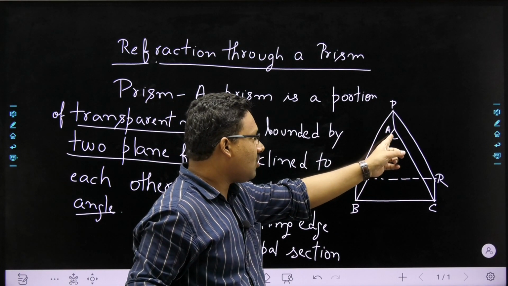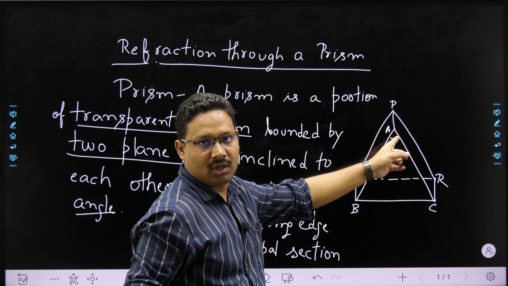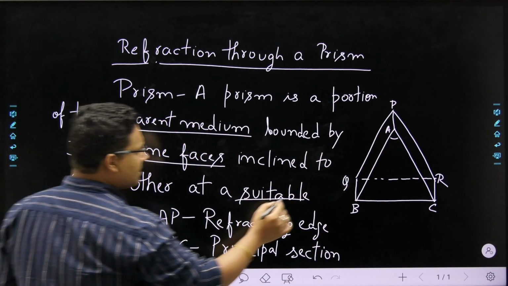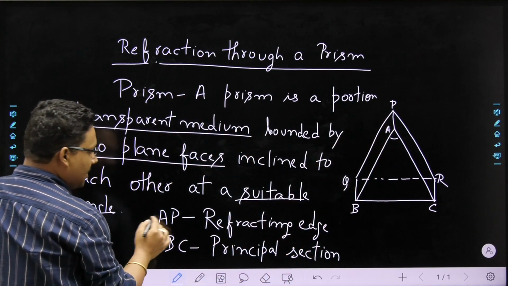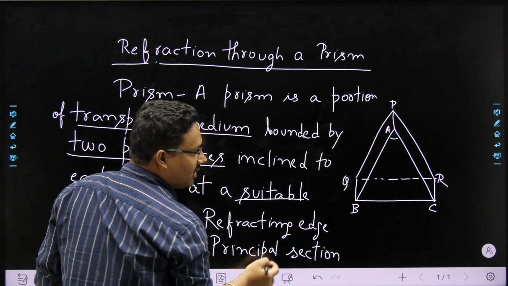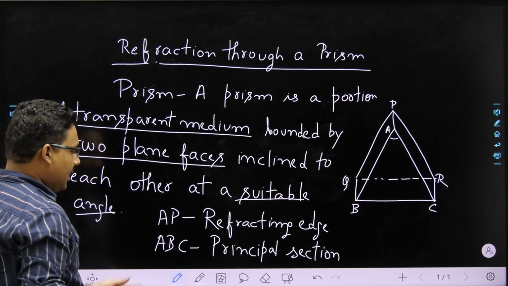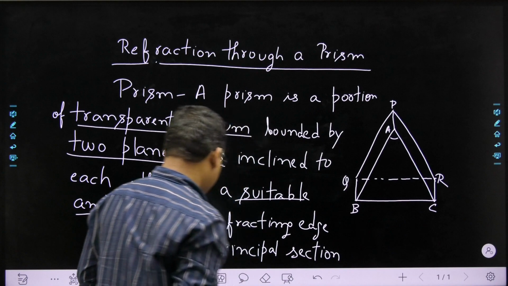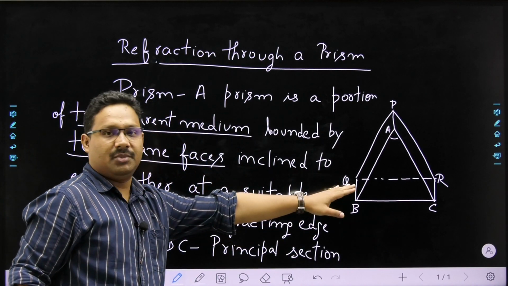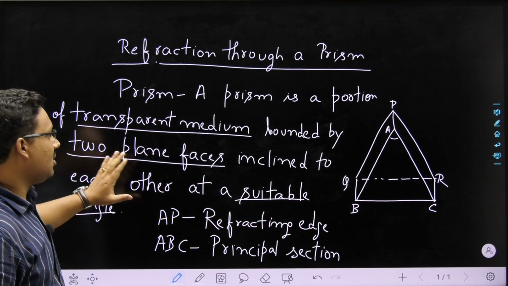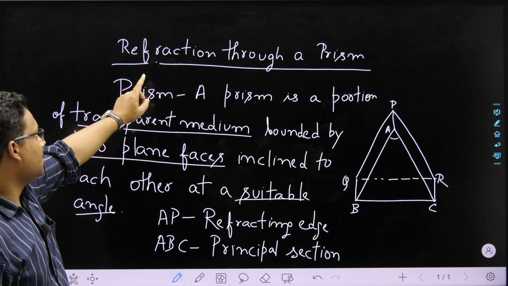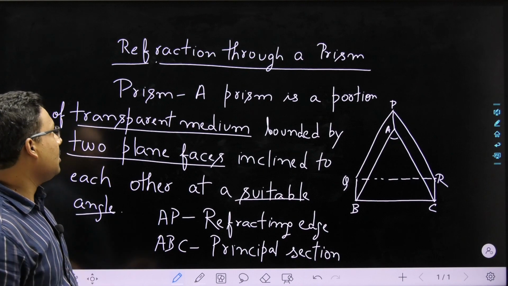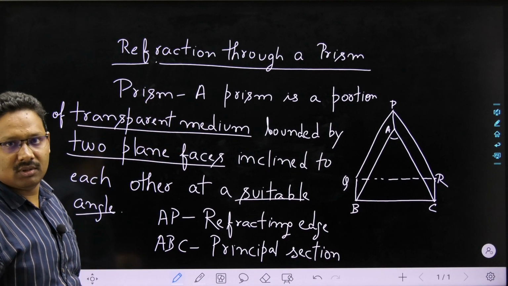Here A is called the angle of prism. Now, in this figure AP is called the refracting edge of the prism, and the section ABC is called the principal section of the prism. So this is just the basics of the prism, and today we are going to study refraction through a prism. Now we will get into the derivation of refraction through a prism.